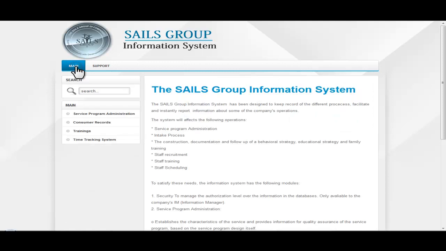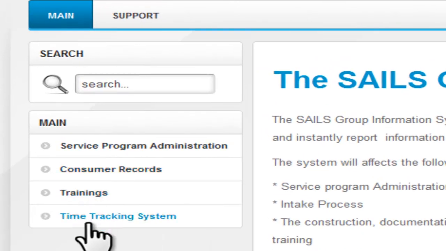If you go to the main page, you have these 4 different options. You can go to the service program administration, the consumer records, the trainings, and the time tracking system. Today, we're going to go over and take a look at the consumer records option right here.